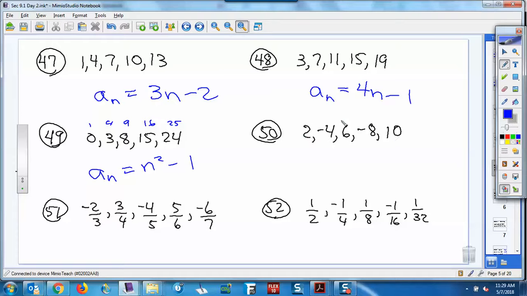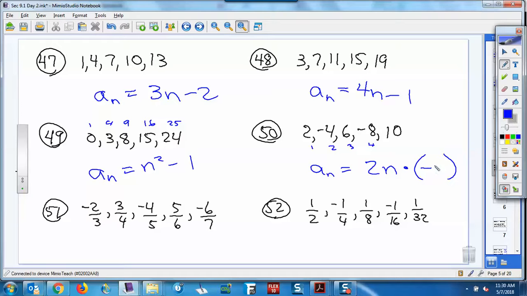Okay, what about this one? Forget the negative for a minute. 2, 4, 6, 8. It's going up by 2. So that makes you think 2n. Put a 1 in. 2. Oh yeah, good. Put a 2 in. 4. Put a 3 in. 6. Okay, it's working. Now, what about this negative business?